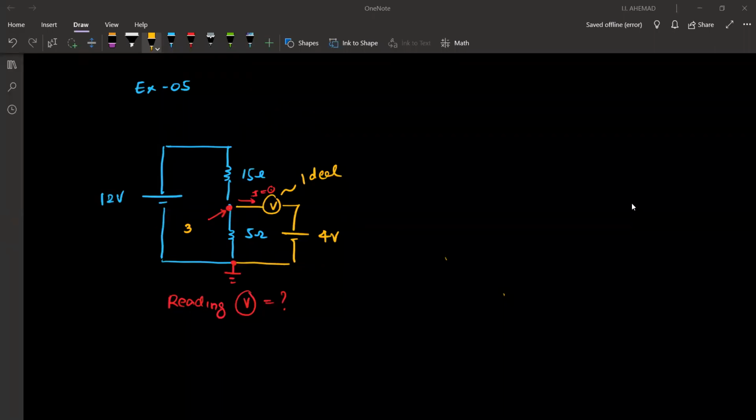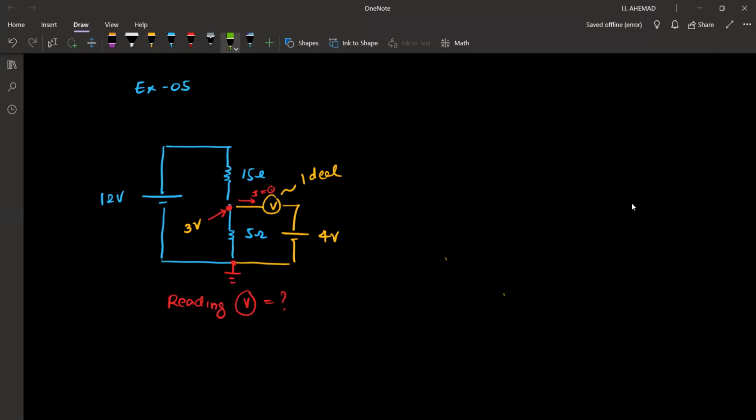Okay, so have you all found the voltage here? That's 3 volts using the potential divider. Now we have a battery on the other side. So I have found the potential on one of the terminals of this voltmeter. Now I have to find the potential on the other terminal of the voltmeter.